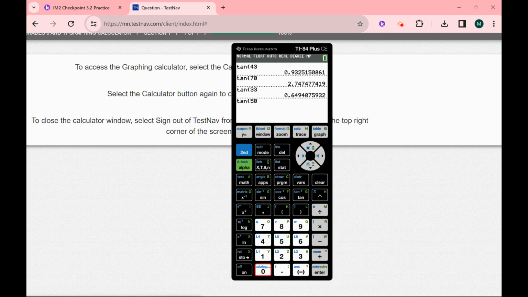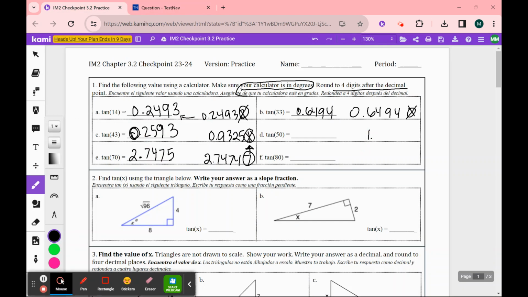Tan of 50 is 1.19175. The 5 makes me round up. I'm at 1.191, and I say this should have been 1.1918 because the 5 rounds my 7 up.